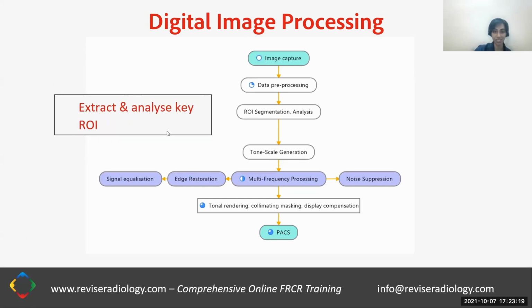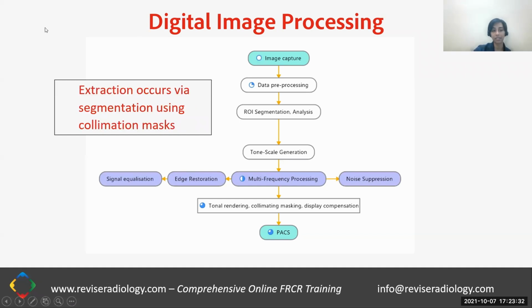The next stage, which is very interesting, is ROI segmentation. This is where the image processing software is actually able to extract and analyze key regions of interest in some cases. And this happens by using collimation masks.